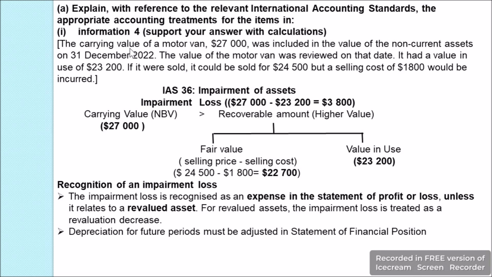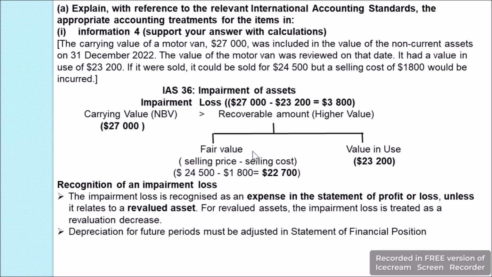Now, what does this carrying value mean? Carrying value is the net book value. And what is net book value? We take the cost of the asset, from there we subtract the accumulated depreciation, and then we get this value, which is called the carrying value. And what is the recoverable amount? Here it is the higher of these two things, that is the fair value of the asset or the value in use of the asset.